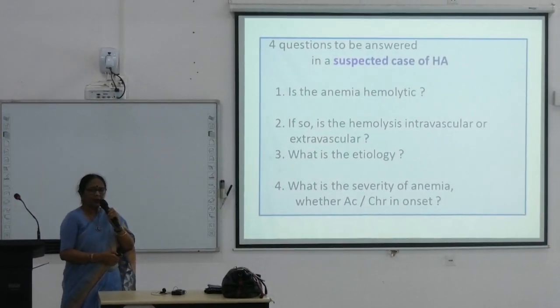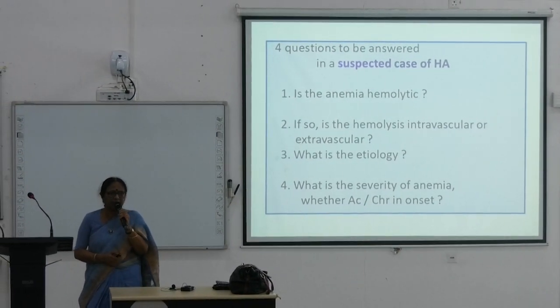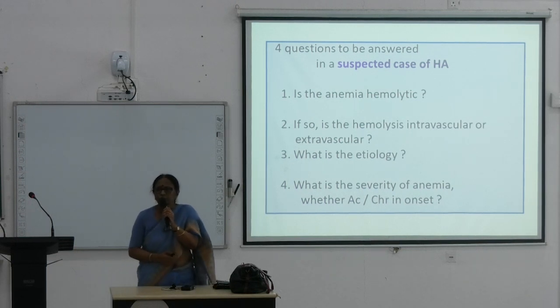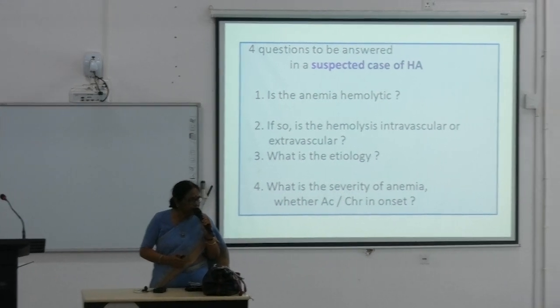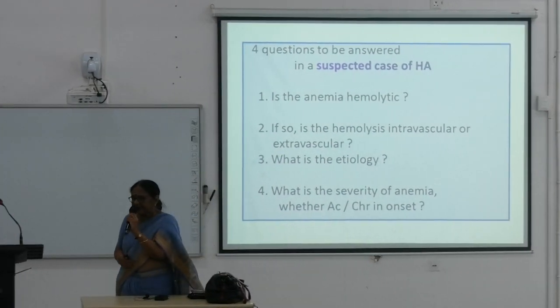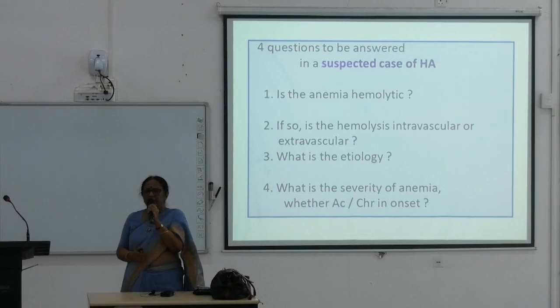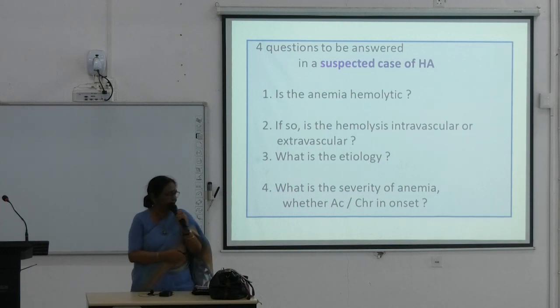It should not be a deficiency anemia, I must see that first. For example, if I say microcytic hypochromic anemia, it has two differential diagnoses. It may be either due to iron deficiency or maybe due to thalassemia. So you must confirm whether this microcytic hypochromic anemia is due to hemolysis or due to iron deficiency.